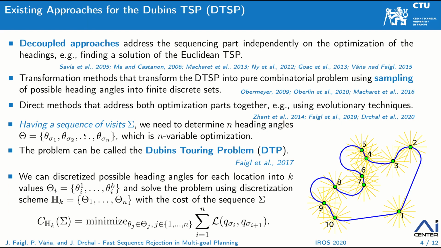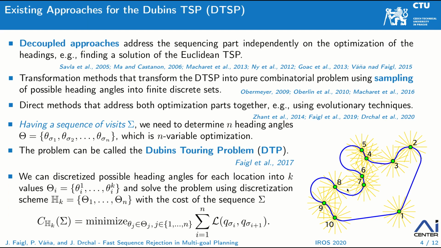If we stay with a sequence of visits, we need to determine n heading angles, which is an n-variable optimization problem. We call this problem the Dubins Touring Problem, DTP, in our paper from ECMR 2017 to highlight that the Dubins Touring Problem is a fundamental building block for solving routing problems with Dubins vehicle. There exist several approaches to the DTP, including tight lower bounds. However, in our case, we consider sampling of the heading angles similarly as in the transformation methods.